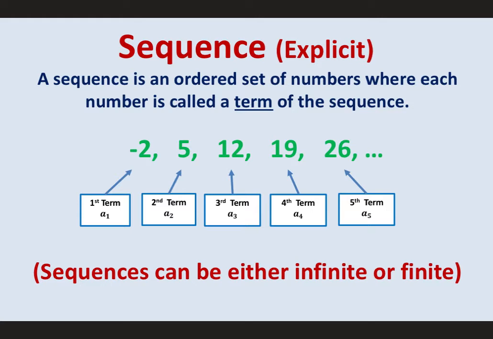A sequence is an ordered set of numbers where each number is called a term of the sequence. This is what we call an explicit sequence. So this is the first term, we can call it A1. The second term we can call A2. The third term we can call A3. The fourth term A4. And the fifth term A5. So on, so on. Sequences can either be infinite or finite. Infinite meaning we don't see the rest. Finite meaning it ends and we know it's the end.